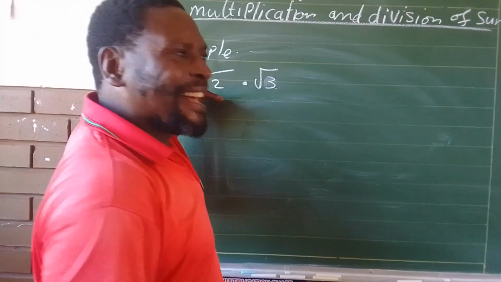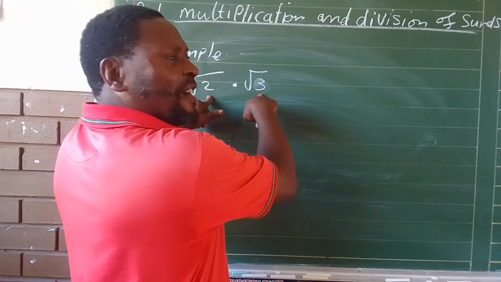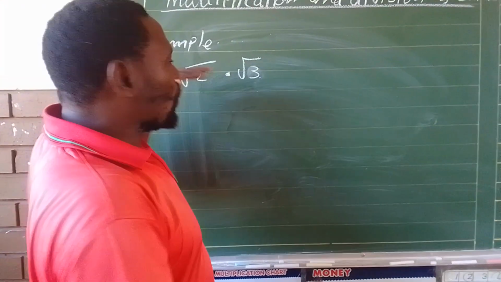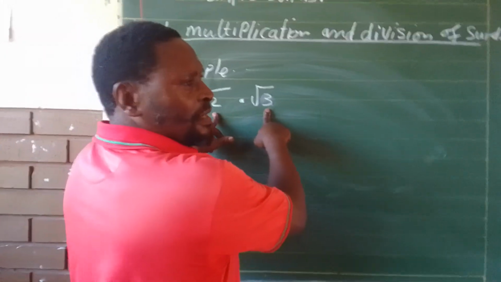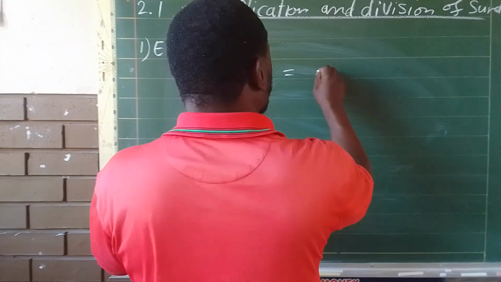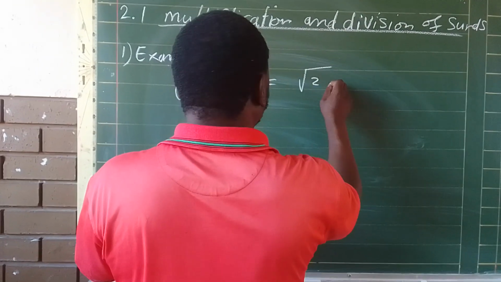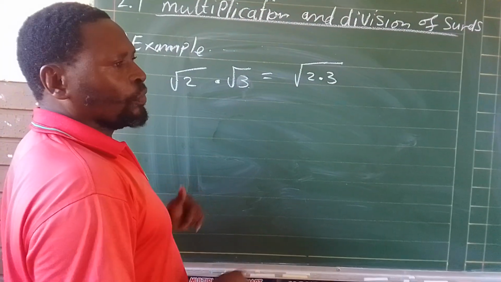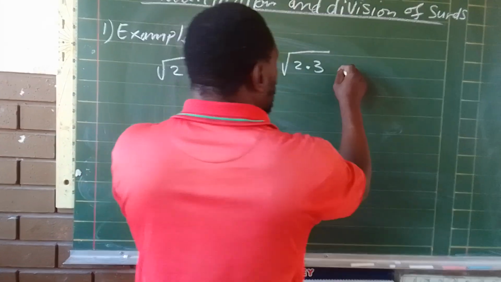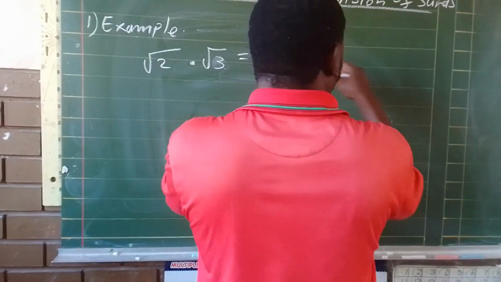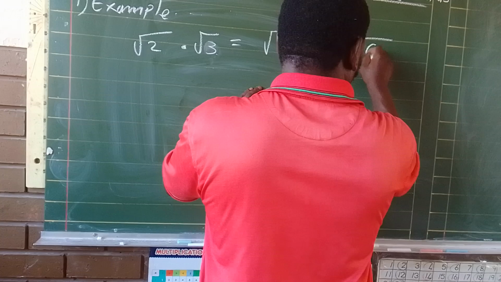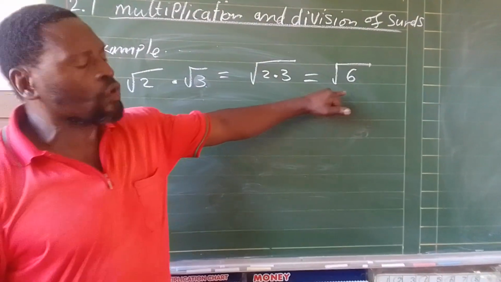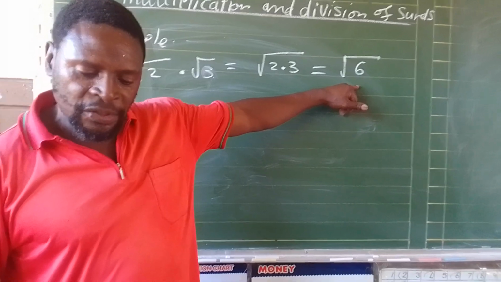When you multiply the surd of the same number, it is going to be different from multiplying the surds of different bases. A square root of 2 multiplied by a square root of 3 is going to be a square root of 2 multiplied by 3, all under the same surd, which is 2 times 3 is 6. So it gives you a square root of 6.